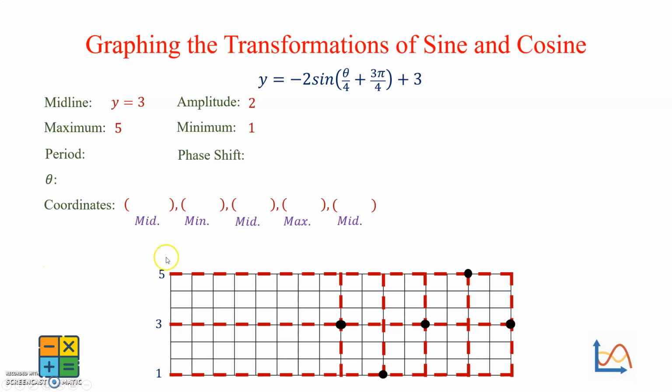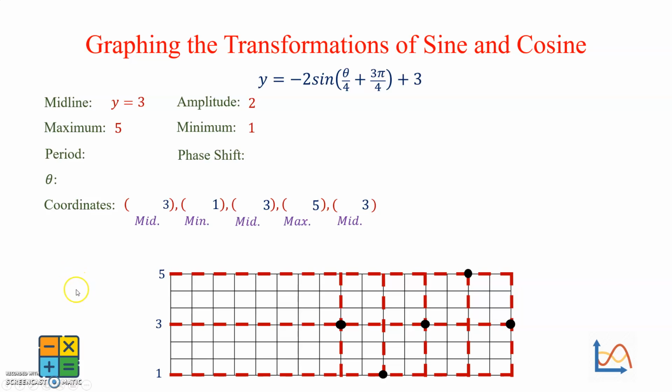So we've got our values ready to go. So mid was 3. There's our y coordinate. Next, the min, 1, y coordinate. Mid, back to the 3, up to the max of 5, back down to the mid of 3. So let's go pick up where we left off.